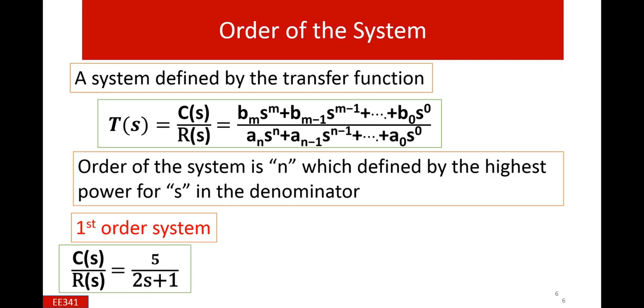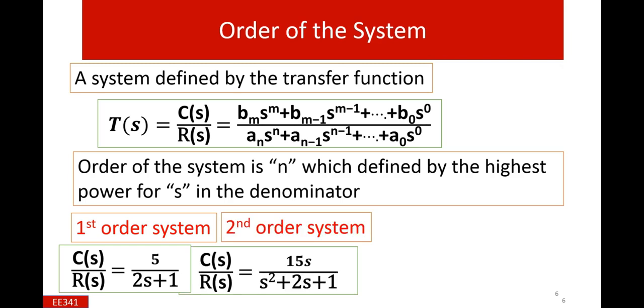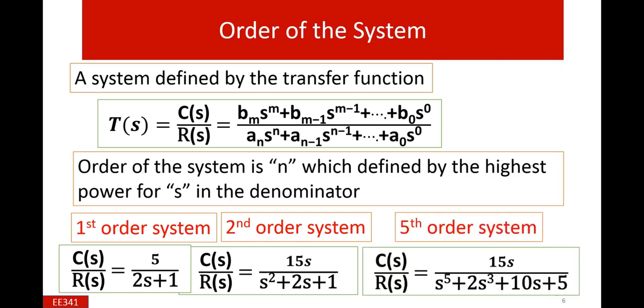Because in the denominator part the maximum power of s is 1, the order of the system is 1. Similarly, in the second case, the next transfer function has 15s over s square plus 2s plus 1, which is a second order system. And similarly, the next one is a fifth order system.